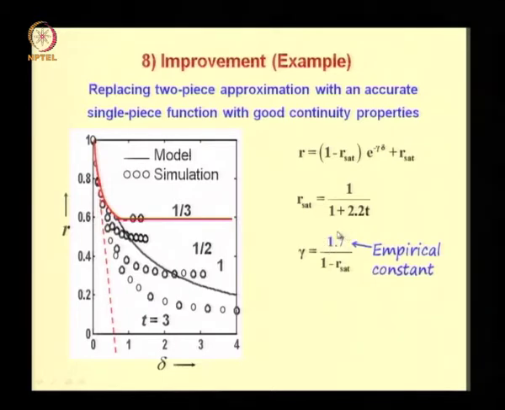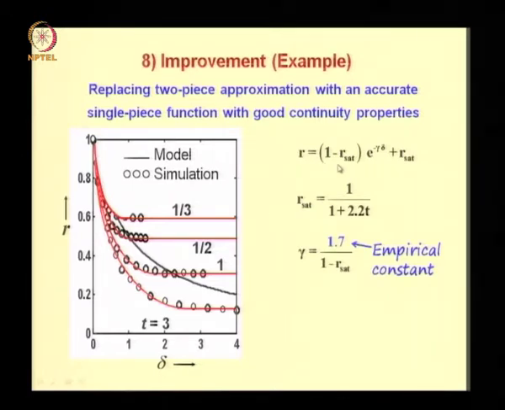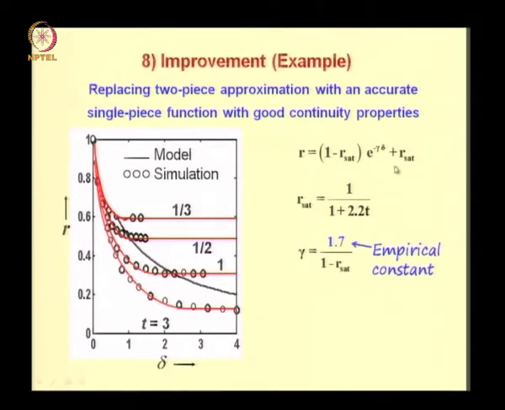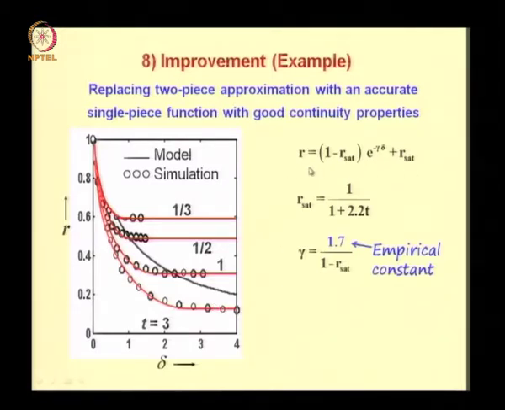This 1.7 factor is again determined empirically, it is by curve fitting, so it is an empirical constant. If you now calculate the model results using this expression and this value of empirical constant, it turns out, as shown by these red lines, that the model now matches the simulated data extremely well. Therefore, this is now our final model after improvement.